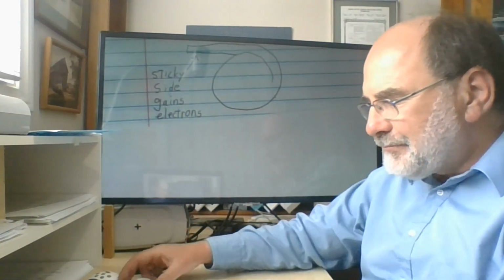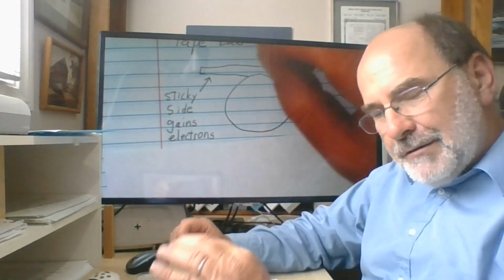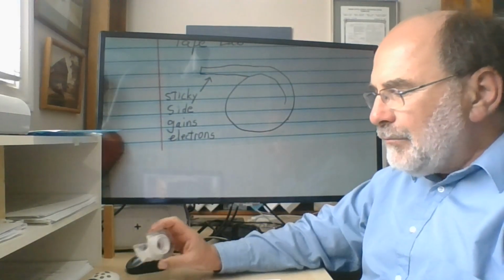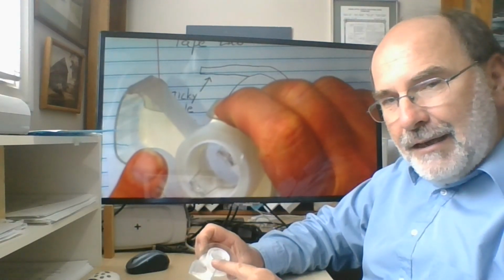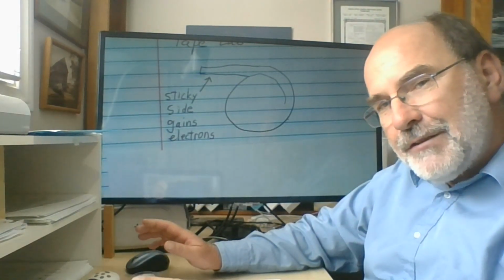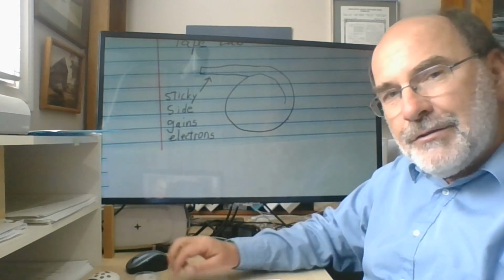All right. So you take a spool of tape, assuming that you have these materials at home. And when you first pull the tape off the spool, we presume that the sticky side has electrons. That's just a definition that we're going to go with throughout this unit.